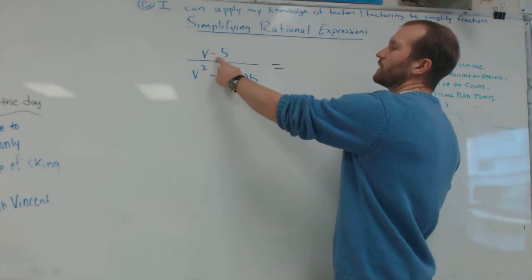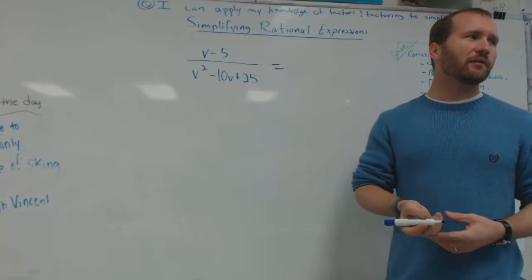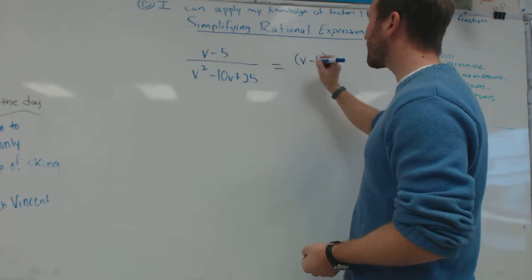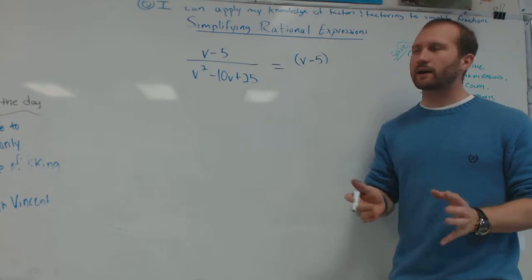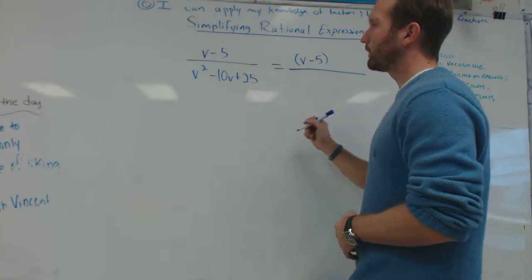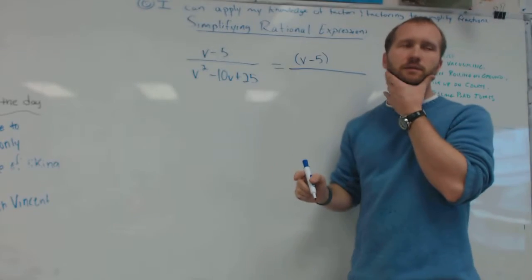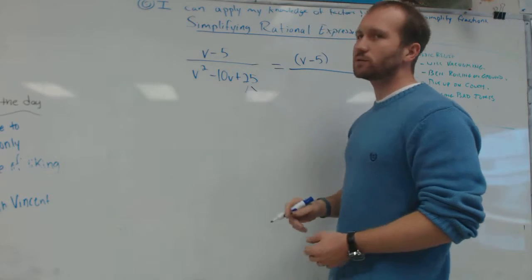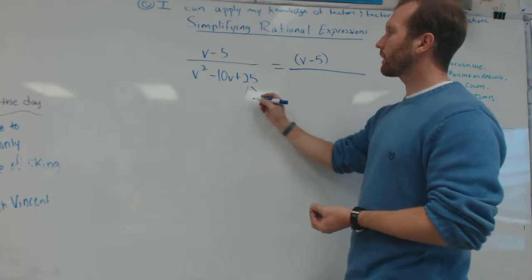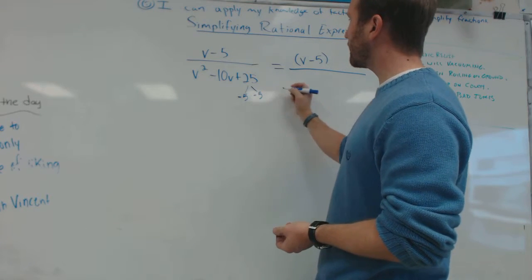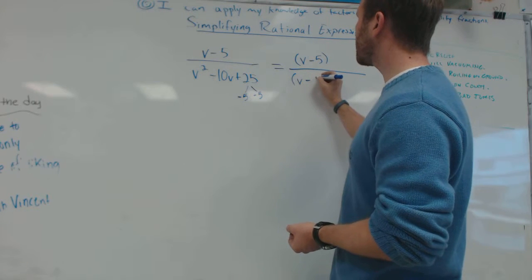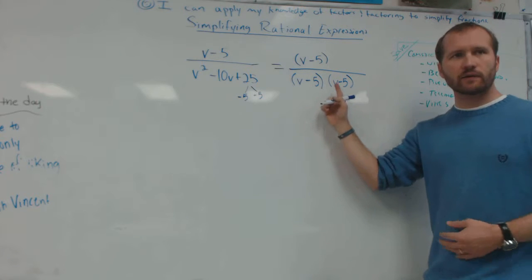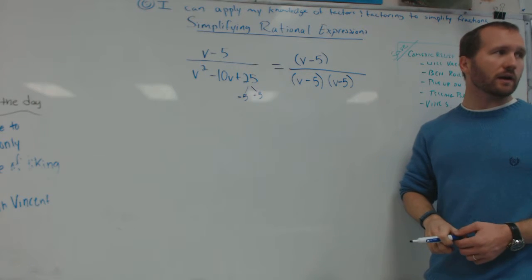Okay, let's look at the top first because it's easy. Is there any way of factoring V minus 5? No. So let's put it in parentheses to say we looked at that, and that's the only factor. How about the bottom? Yes. How can we factor this? I need factors of 25, positive, that add to negative 10. So that would be negative 5 and negative 5. So I have V minus 5 times V minus 5, or V minus 5 squared would be another way of writing that.